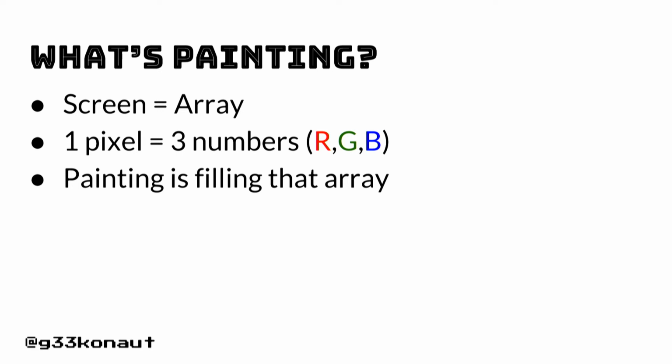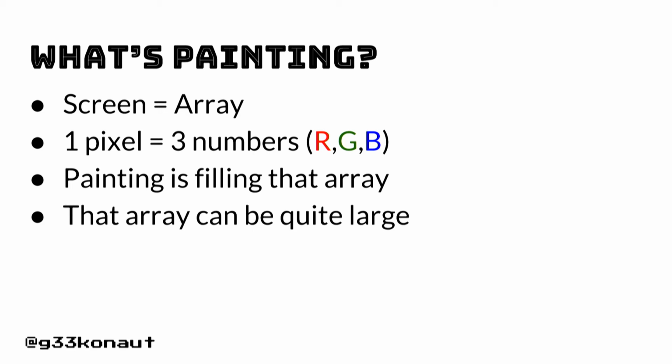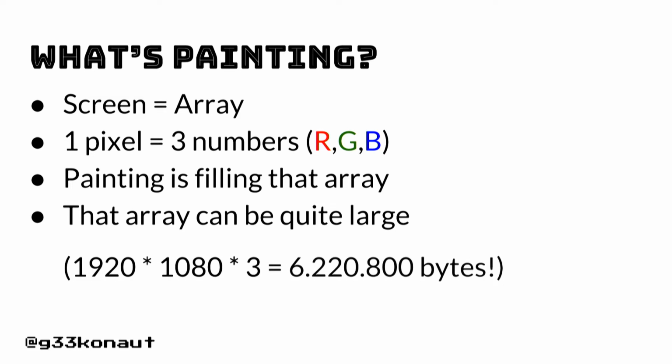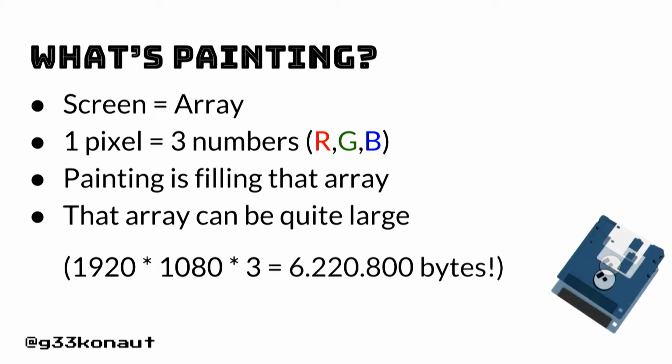Well, if you think about modern resolutions, you might think, wait a minute, 1 pixel is 3 numbers that we have to fill in, and we've got a lot of pixels, right? Full HD, that's quite a few pixels. For instance, Full HD is like 6.2 million bytes that we have to fill. And if I remember correctly, that's not only 1 floppy disk, not only 2 floppy disks, it's not even 3 floppy disks. No, it's 3.2 floppy disks. So basically, whenever you're getting 1 picture, 1 frame of an animation or anything onto the screen, what you're basically doing is you throw floppy disks at the screen, just really quickly.